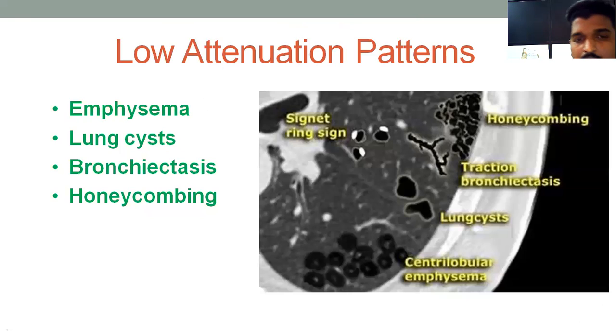We have described all the high attenuation patterns, the patterns which have a bright attenuation. Now we are going to deal with the low attenuation, that is somewhat dark in the HRCT. You could see this in emphysema, lung cyst, bronchiectasis and honeycombing. These are the honeycombing, these are the traction bronchiectasis, lung cyst and centrilobular emphysema.